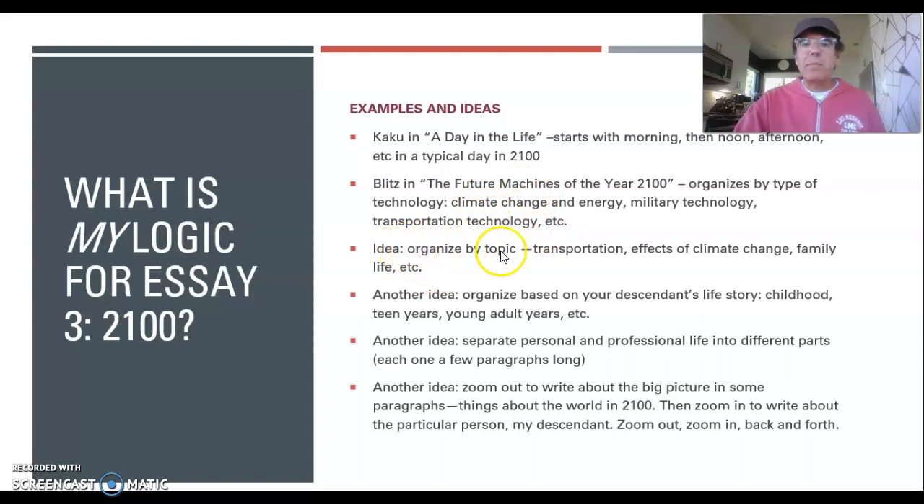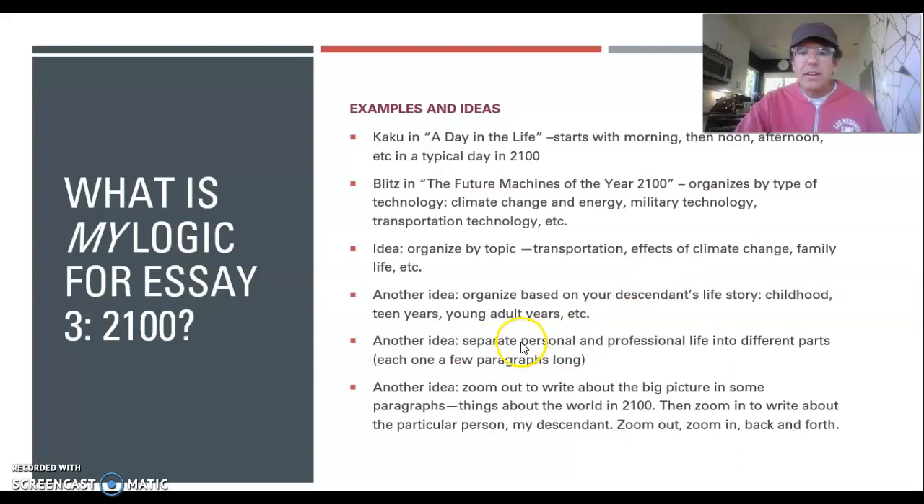Idea: organized by topic, transportation, effects of climate change, family life, etc. And of course, you're deciding which topics. But that's a kind of logic for setting up your paper. Another idea, organized based on your descendant's life story. So it's 2100, and your descendant starts by looking back on childhood and then teen years. So this is an idea that a student had. I didn't think of this. So you could organize your paper that way.